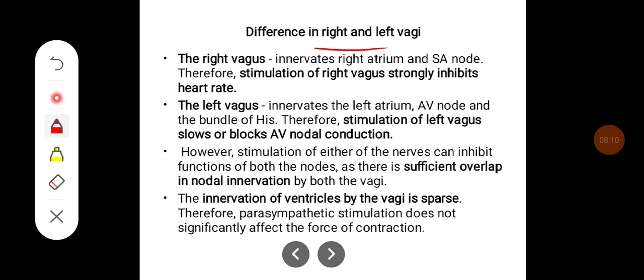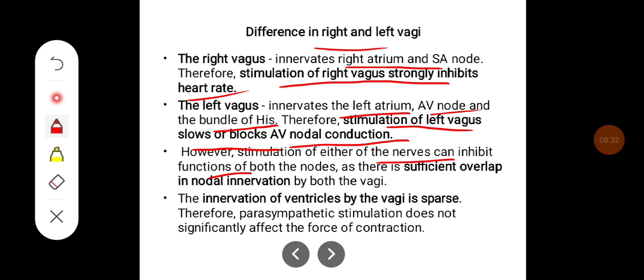Difference in the right and left vagi. The right vagus innervates the right atrium and SA node. Therefore, stimulation of the right vagus strongly inhibits the heart rate. The left vagus innervates the left atrium, AV node, and bundle of His. Therefore, stimulation of the left vagus slows or blocks AV nodal conduction. However, stimulation of either of the nerves can inhibit functions of both the nodes, as there is a sufficient overlap in the nodal innervation of both the vagi.